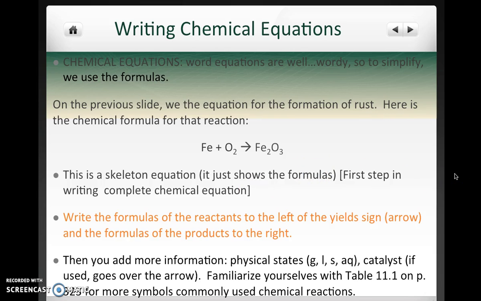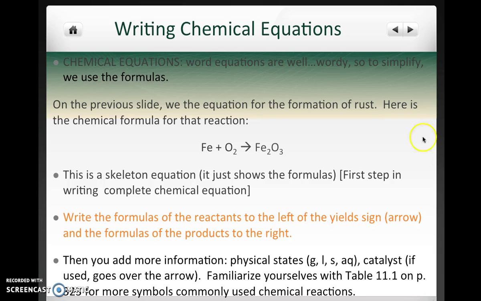You have iron, Fe, plus oxygen, O2, which is a diatomic molecule. Please remember that. Also our halogens, many of our compounds are diatomic molecules. So we have iron and oxygen reacting together to form Fe2O3. This is just a skeletal formula. It's the first step in balancing equations.